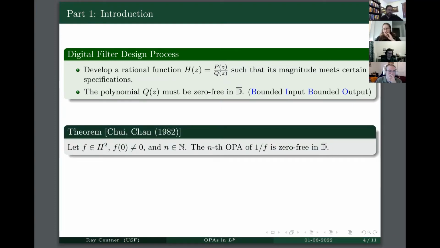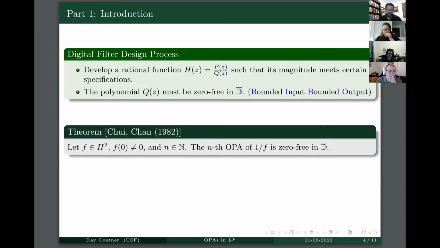Well, in the early 80s, Chui and Chan published a paper relating optimal polynomial approximants to the design of these filters. And the reason they decided to use optimal polynomial approximants is because of this fact that they proved. They showed that for any function in H2 that doesn't vanish at the origin, and any integer n, the nth OPA of 1 over f has no zeros in the closed disk.